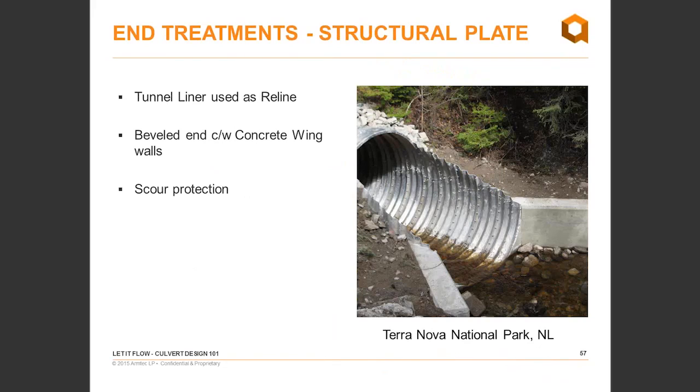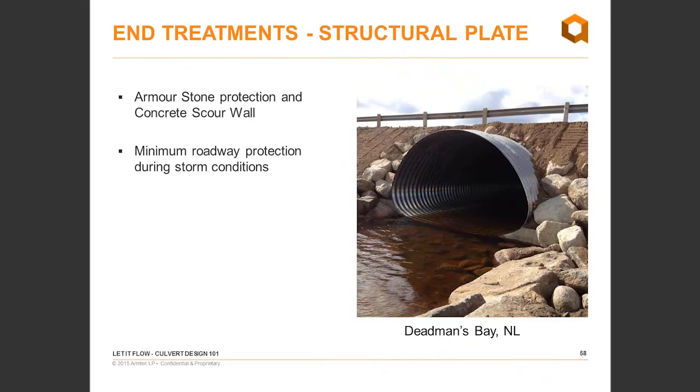Also, you can talk about bevels. This particular project was a tunnel liner used as a reline. It was in a national park in Newfoundland. It relined the existing multi-plate, beveled the ends, and put concrete wing walls to add scour protection in the event of high water and flood conditions.